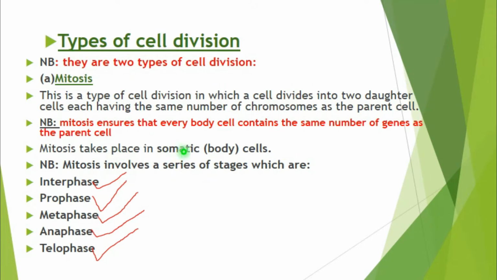Now, where does mitosis occur? It occurs in somatic cells. When we are talking about somatic cells, we are talking about body cells. Now, because mitosis is a long, complex process, it has to involve some stages or phases. Therefore, mitosis involves a series of stages which are, in hierarchical order: we have the interphase.